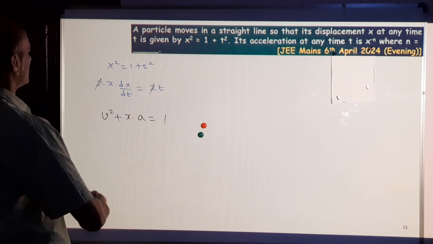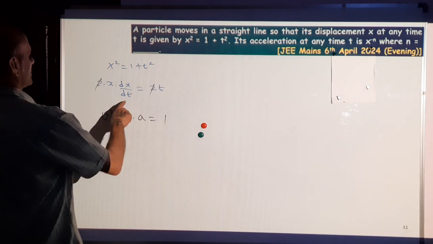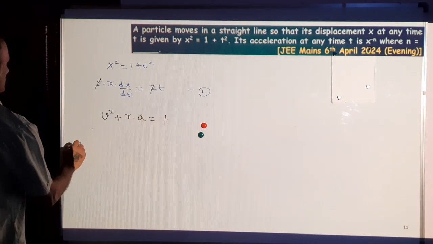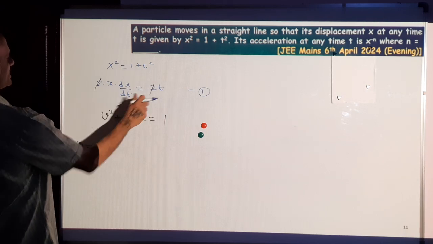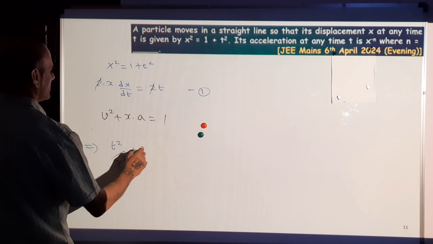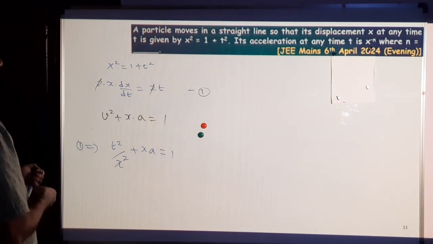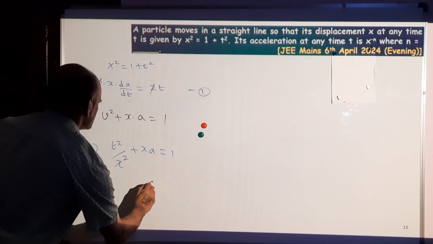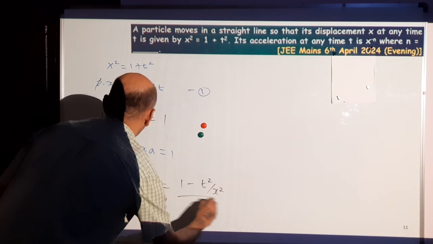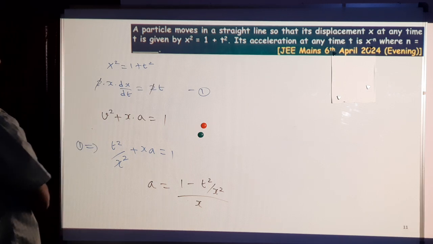And v square, from this I can write as t by x whole square. So using the first equation, v is t by x. So I can write v square is t square by x square plus x into a is 1. So acceleration is 1 minus t square by x square, by x. And then t by x from here is v.